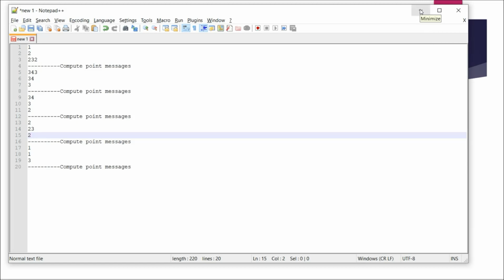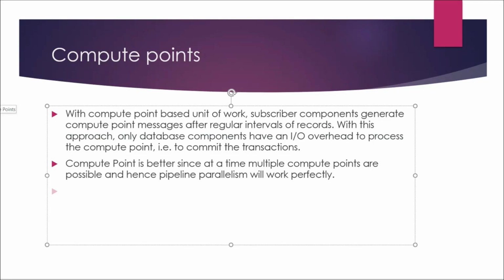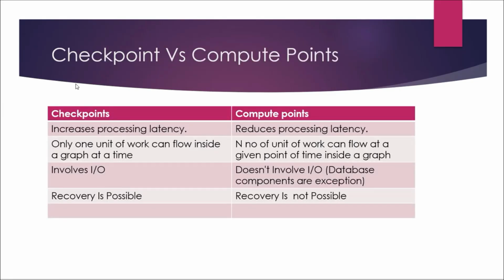Whenever you require the graph to be recovered in case of failure, and at the same time you require performance, you can use both the checkpoints and compute points. So what you can do in that case is define the checkpoint, and you can define the compute point also. Between each checkpoint there would be n number of compute points. We will see how it happens. We define this in the subscriber graph.